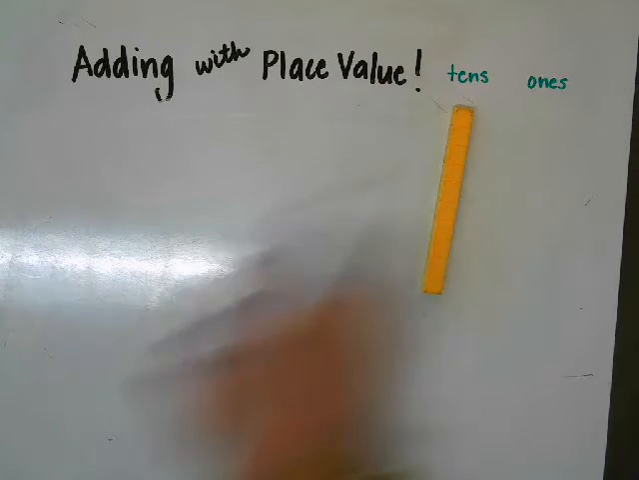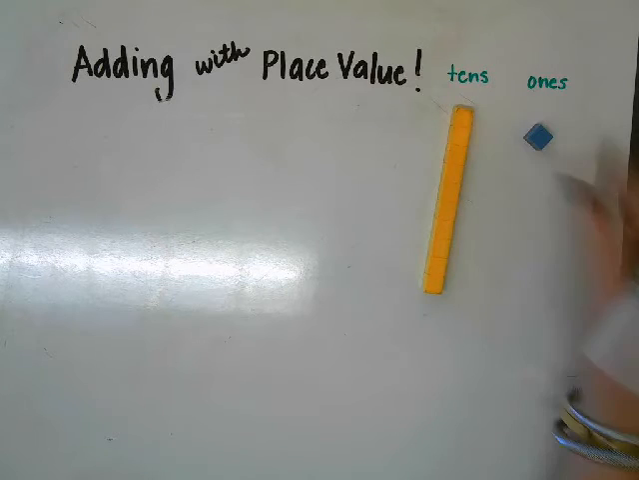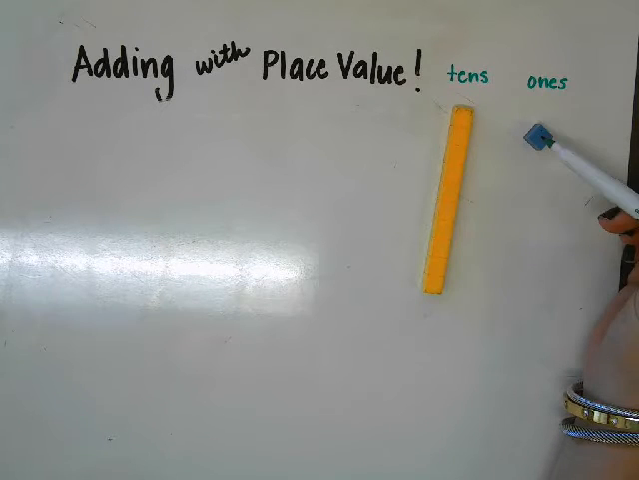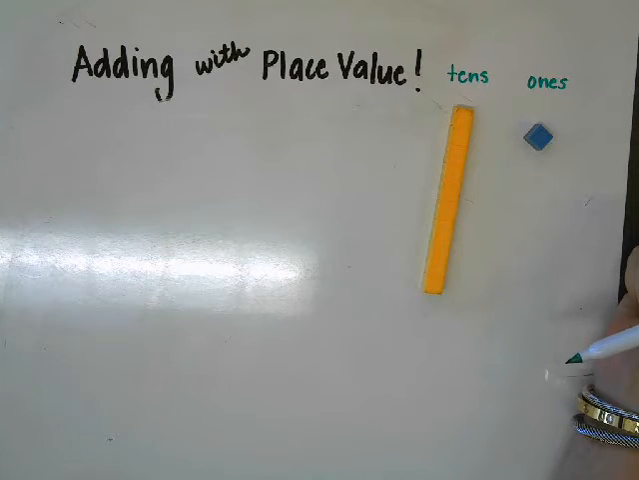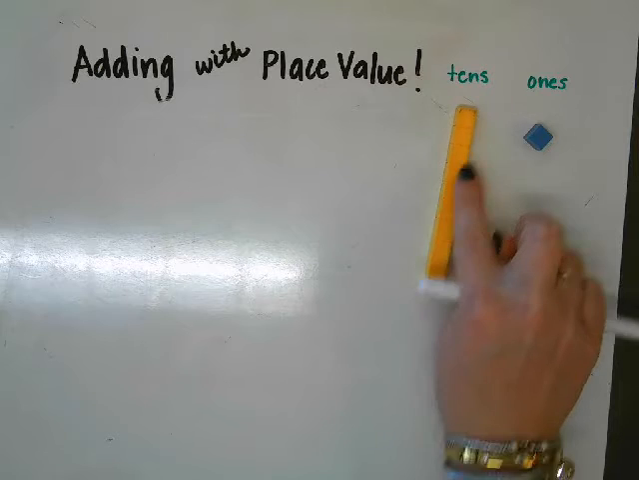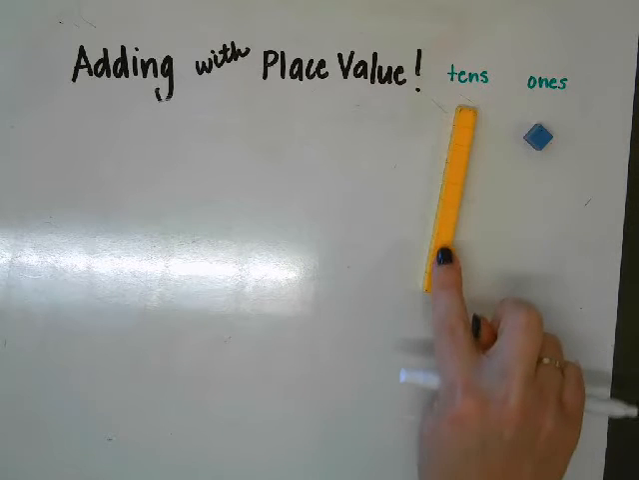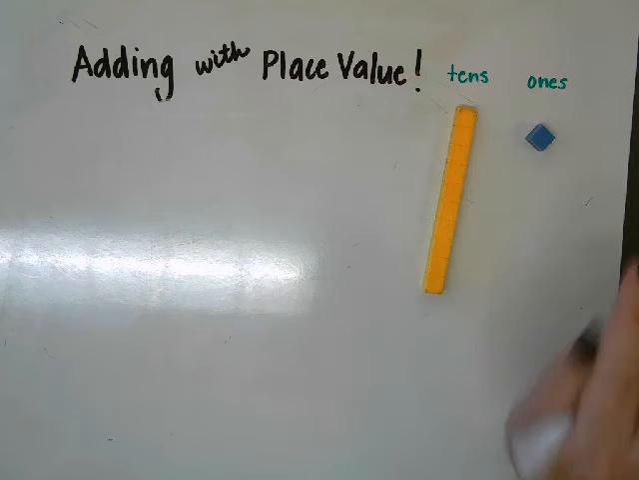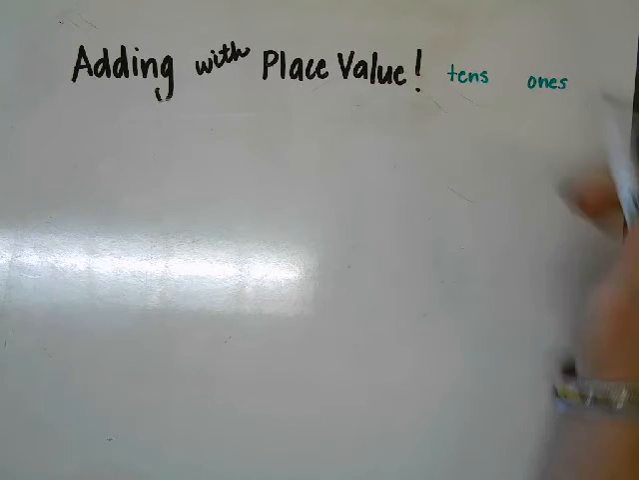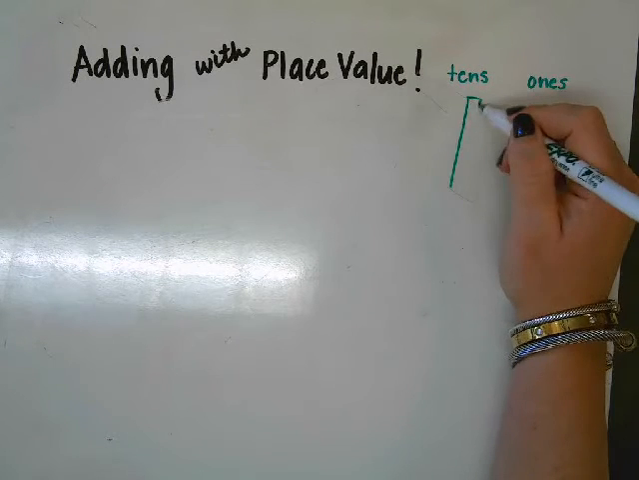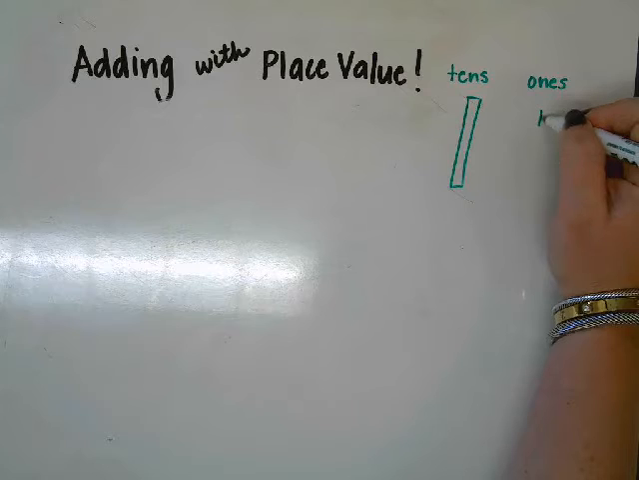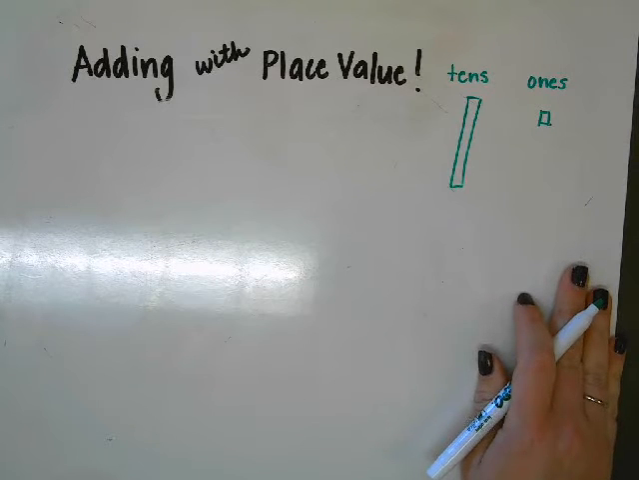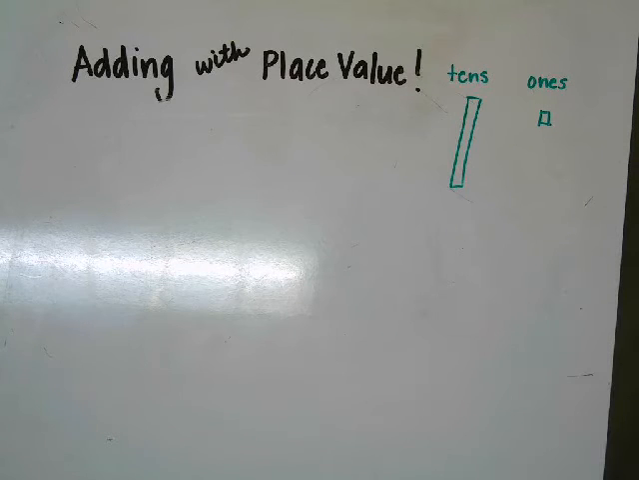A 1, we use just one cube because let's count it, 1. That's all there is. So we have tens because there are 10 squares in this rod, and we have ones because there's only one cube here. So our tens are going to be our big long sticks, and our ones are going to be just our cubes. So when we're looking at adding some bigger numbers with our place value, let's do an example.